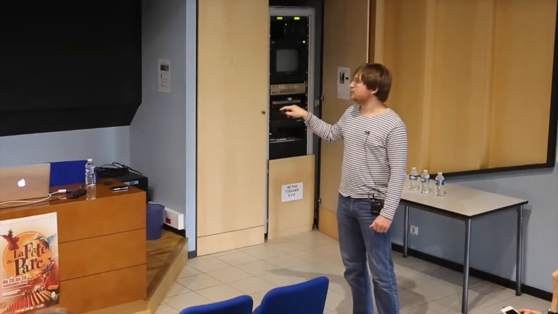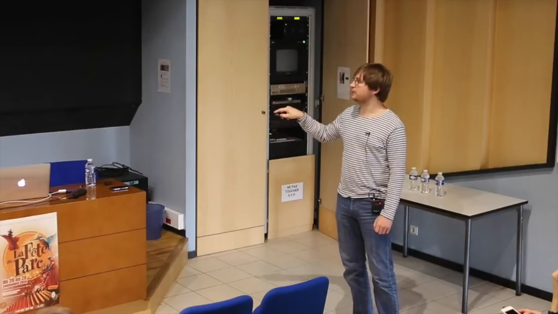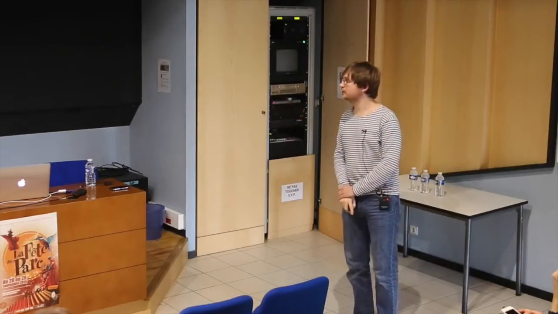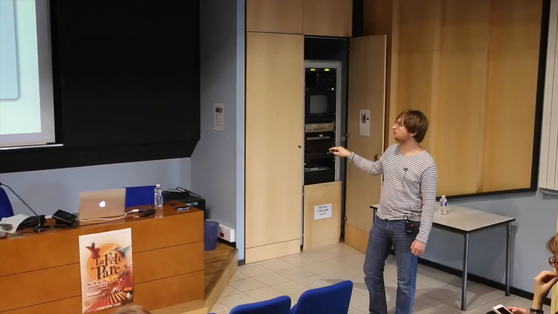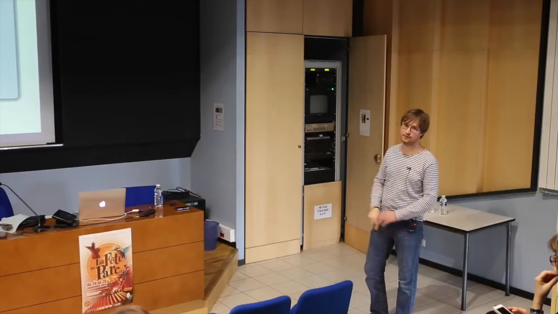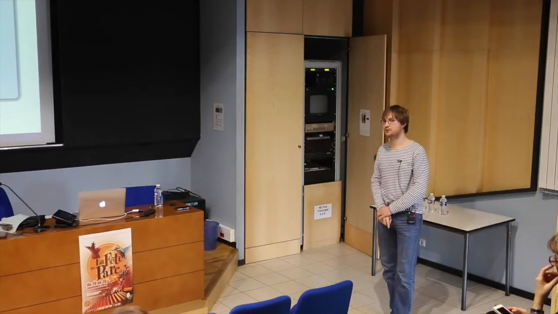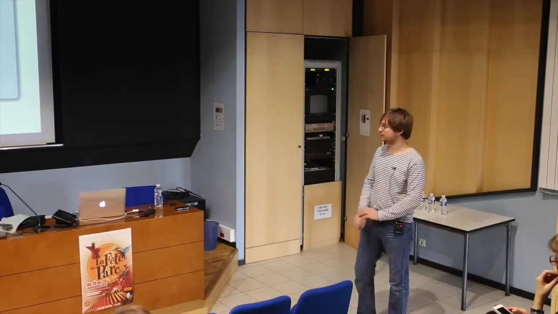Then, after a couple of hundred million years, you have the first star formation that was able to reionize the universe. Today, the universe is mostly ionized due to stars. And at the very end, we have today, after 13.7 gigayears, and the temperature of the CMB is now roughly 3 Kelvin. So at the time of the emission, it was 3000. Now it is 3 Kelvin, and it will continue to decrease over time.